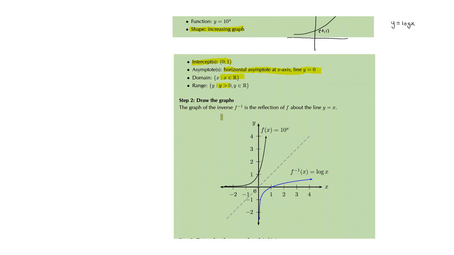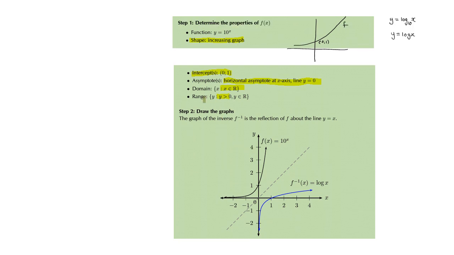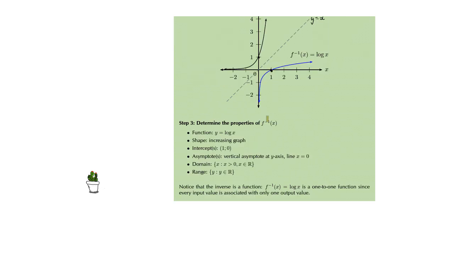Then, if you draw these two graphs on the same set of axes, you'll see that there's our increasing exponential graph, and if you reflect it about the line y equals x, it will give you the logarithmic graph. These two are both parent graphs, so the point (0, 1) becomes the point (1, 0). So if we look at the properties of this inverse graph, the logarithmic function, we see that it's also increasing. It now has a vertical asymptote of x equals 0.